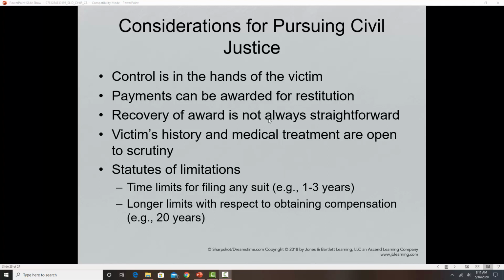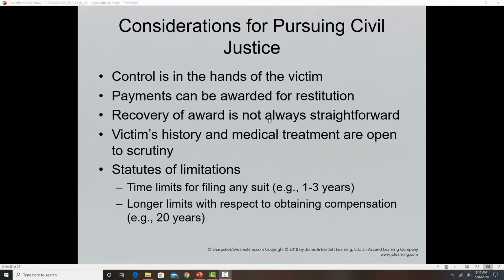The control is in the hands of the victim, which is especially important if, like in O.J.'s case, the criminal courts found the person not guilty. Payment can be awarded for restitution. Recovery award is not always straightforward. O.J. Simpson is a great example of that. The justice system does not have the right to get all of the person's finances, like you saw with O.J. Simpson. They couldn't get his retirement. There's no guarantee that you're going to get the money.